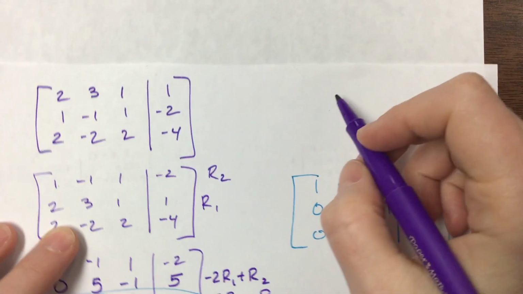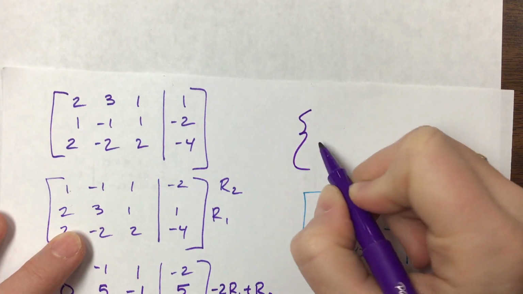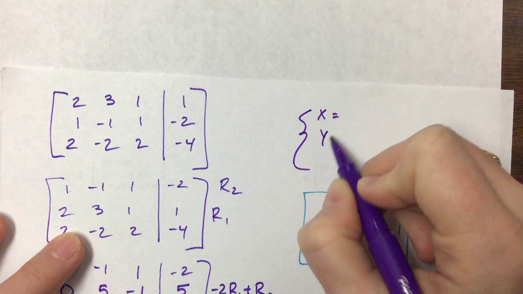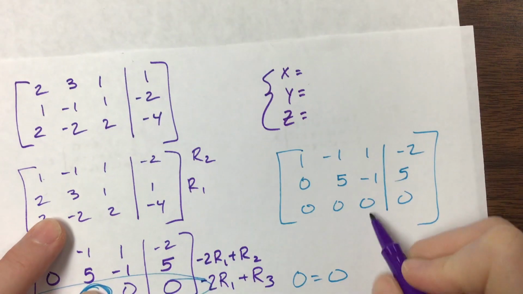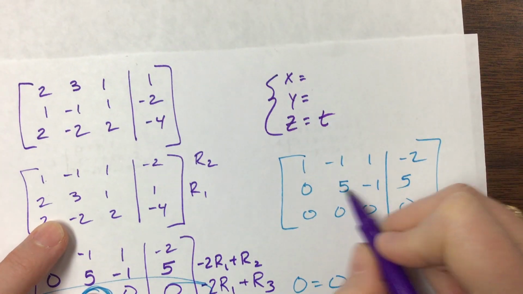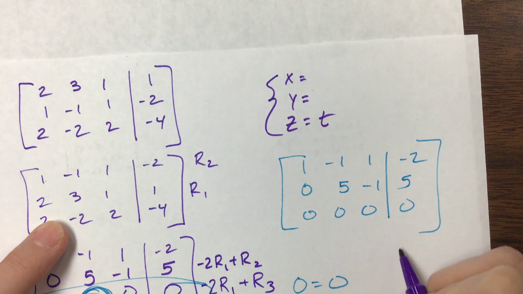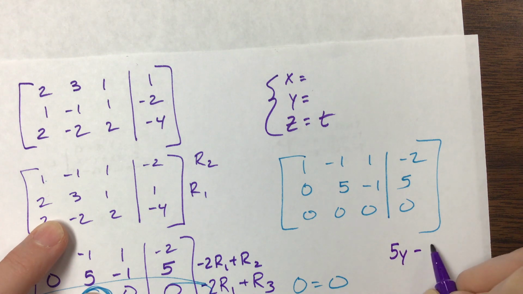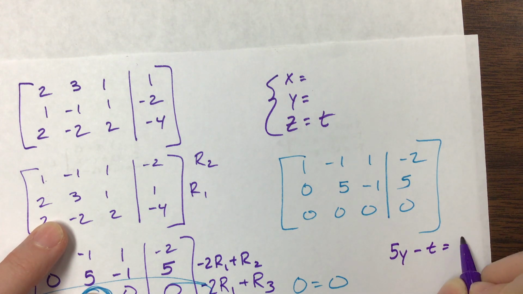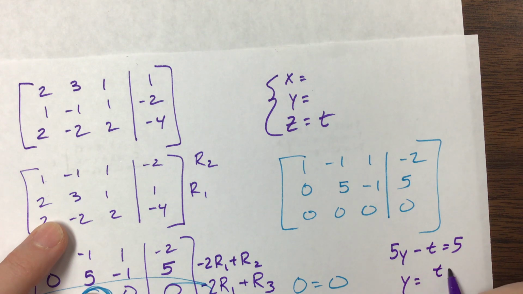I'm going to use the parametric form of the equation of a line and say, okay, well, x will equal something and y will equal something and z will equal something. Let's let z equal t. And then from this row right here, I have that 5y minus z, which is t, equals 5. So y would equal (t plus 5) over 5.